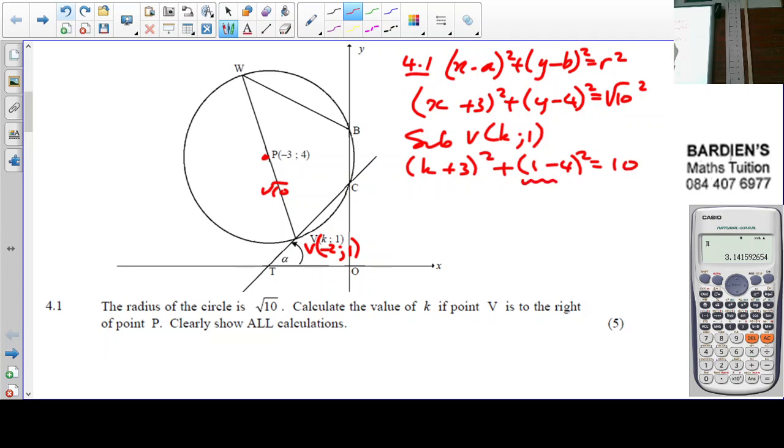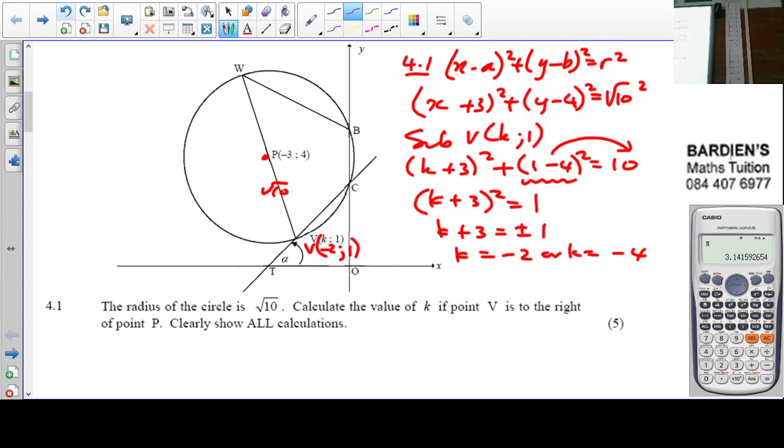This is going to give us 3 squared, which is 9. 10 minus 9 is 1. So k plus 3 squared is equal to 1. Square root thereof, k plus 3 is plus minus 1. So k is equal to minus 2, or k is equal to minus 4. Both ways you're going to get the full mark for the sum. Okay, so what I'm going to do is write the equation of the circle down here if needed further on.